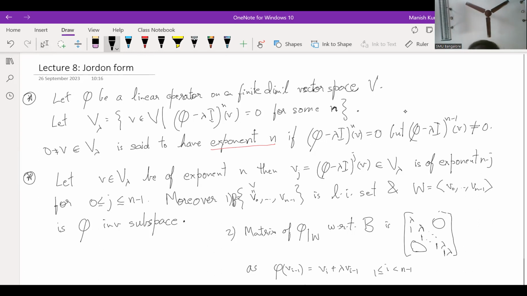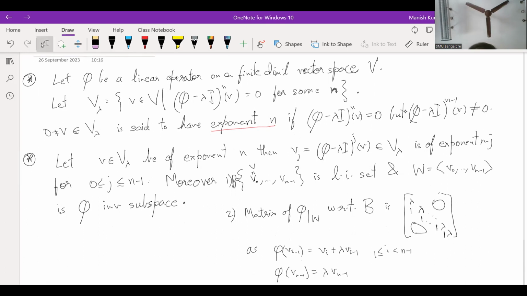So this is what I claimed last time, and I gave proof of half of it. Let v be a non-zero element of V lambda, an element of exponent n. So in particular, it's non-zero. Define Vj to be phi minus lambda I power j v for some j. Then Vj is of exponent n minus j if j is between 0 and n minus 1. This is the 0th claim.